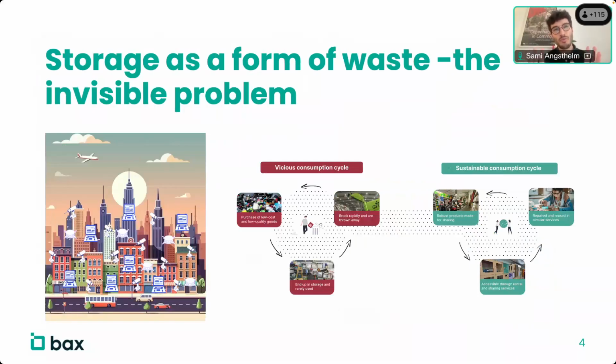And we believe that it's important to move from what we like to call a vicious consumption cycle, where we purchase a lot of low quality goods that end up in storage and break rapidly, to a sustainable consumption cycle where we produce robust products that are made for sharing and access, that are accessible at different sharing and rental points in the city, and that can be easily repaired and reused in different circular services, whether going back into access and sharing systems or going to other circular services, whether it's second-hand markets or others.